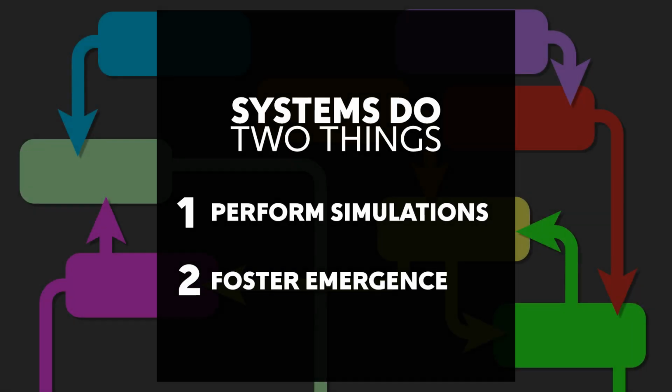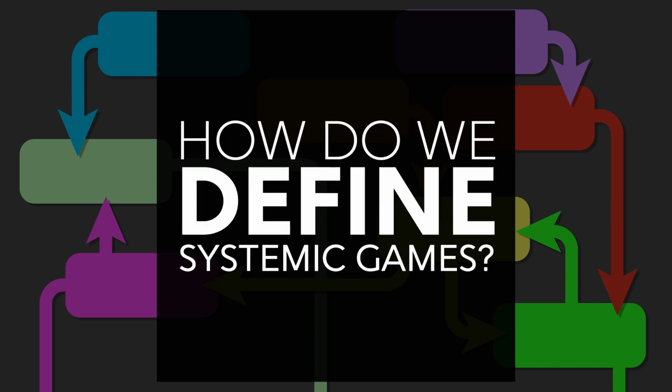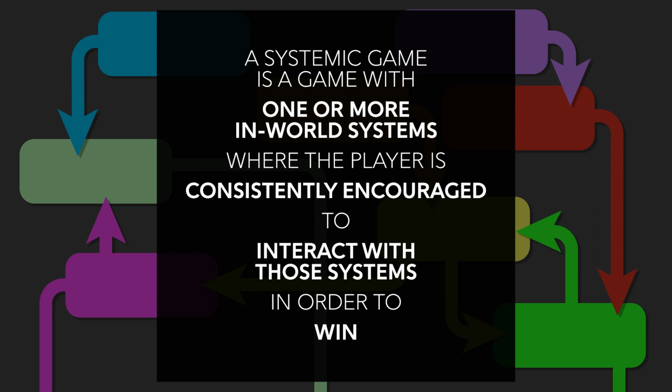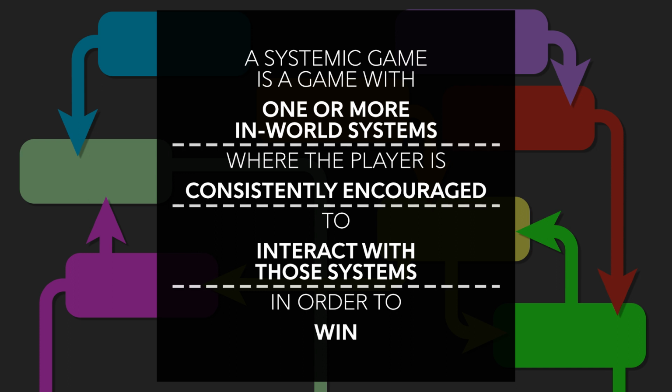So far, we've found a satisfactory definition for systems, or at least what they do in games. But every game uses systems to some extent, so how do we define systemic games? A systemic game is a game with one or more in-world systems, where the player is consistently encouraged to interact with those systems in order to win. There's a lot to digest here, so let's break it down into parts.